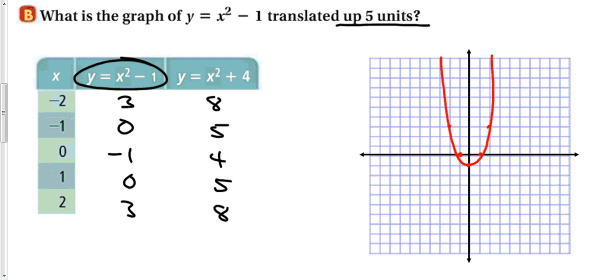So let's do it. -2, 8, and 0, 4, and so on. And I can see that if I take the red one and shift it up 5 units, I would match up with the blue one. So I have successfully translated this parabola up 5 units.